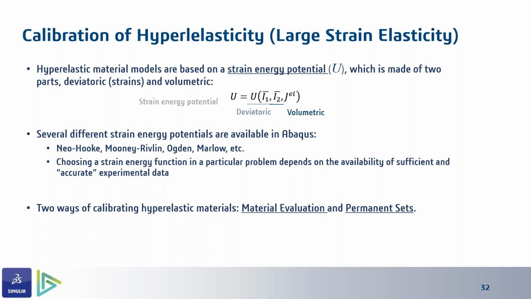There are different methods of testing them. You could use the Neo-Hookean, the Ogden, or the Marlow. However, it's up to the user to decide, because in the end, the accurate model would give a better correlation of data with your experimental points. There are two ways of calibrating hyperelastic materials. One is by using the material evaluation and the other is permanent sets. The permanent set is out of scope for the webinar since it's a very advanced topic, so we will just stick with the material evaluation option.